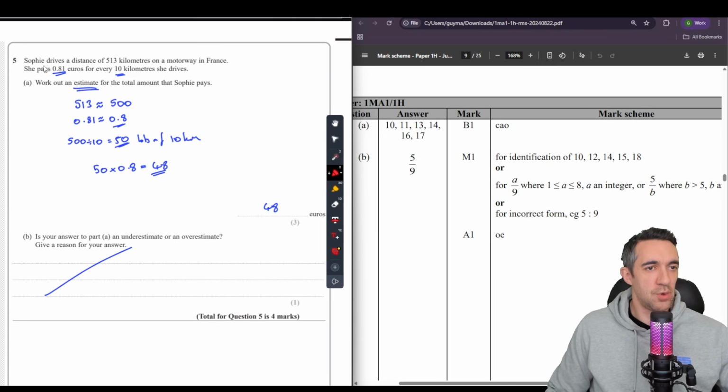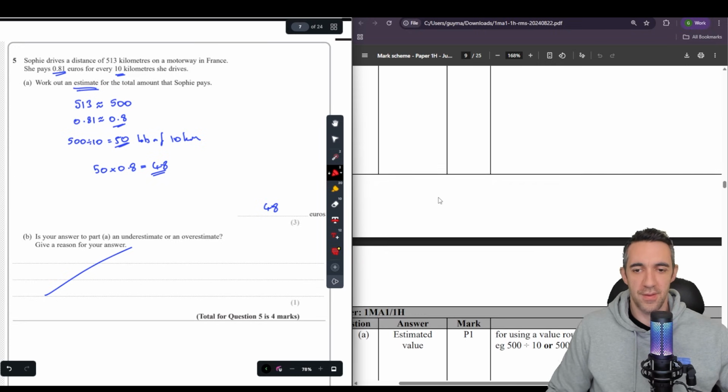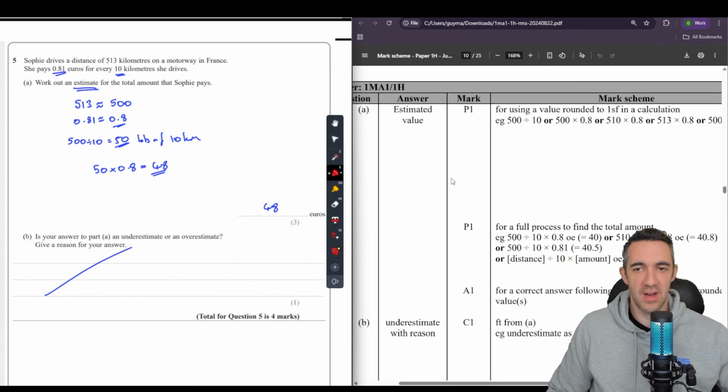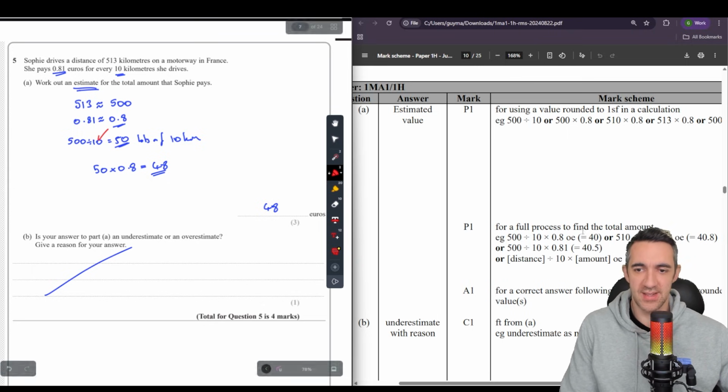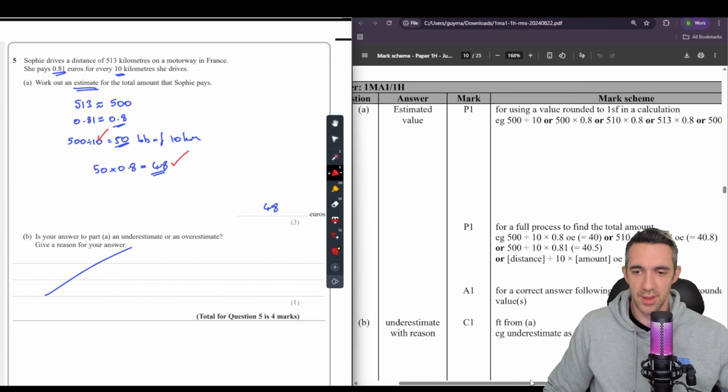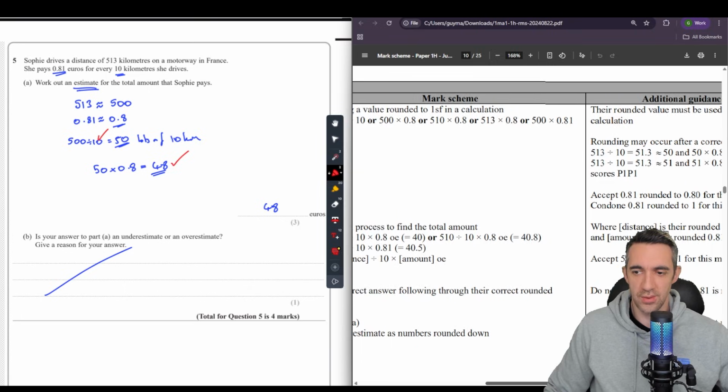Right, we were hoping for 2 marks in our estimation 1, question 5 out of 3. So an estimated value. So if using a rounded value, a value rounded to 1 significant figure in a calculation. So 500 divided by 10. Yes, I did that. Fantastic. So there's our rounded value in a calculation. Full process to find the total amount. So 500 divided by 10 times 0.8. I've done that. For a correct answer following through their correct rounded values.